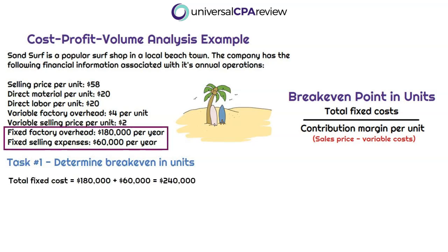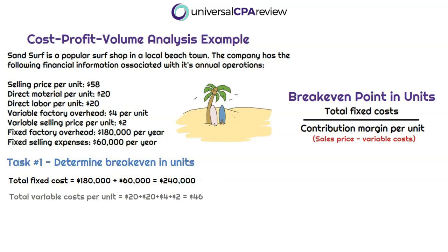So for total fixed costs, well, it tells us fixed factory overhead was $180,000 per year, and then fixed selling expenses were $60,000 per year. So total fixed cost is $240,000. And then for total variable cost per unit, well, we have the direct material per unit of $20, the direct labor per unit of $20, and then variable factory overhead is $4, and variable selling price per unit is $2. So that sums up to variable cost per unit of $46.